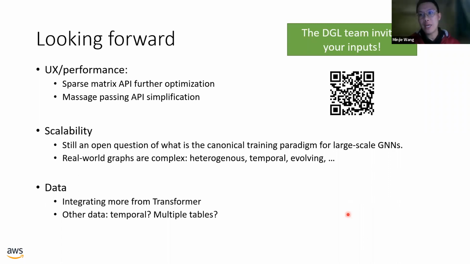A more complicated scenario is the real world graphs that we are dealing with within Amazon. All these graphs are heterogeneous, and they have temporal information. They are also dynamic. For this kind of graph, what the canonical training algorithm is still a question. And for data, we are also looking at where the graphs come from. For example, we see a lot of graphs coming from tables, so we want to see whether there are tools or algorithms that can automate this process.